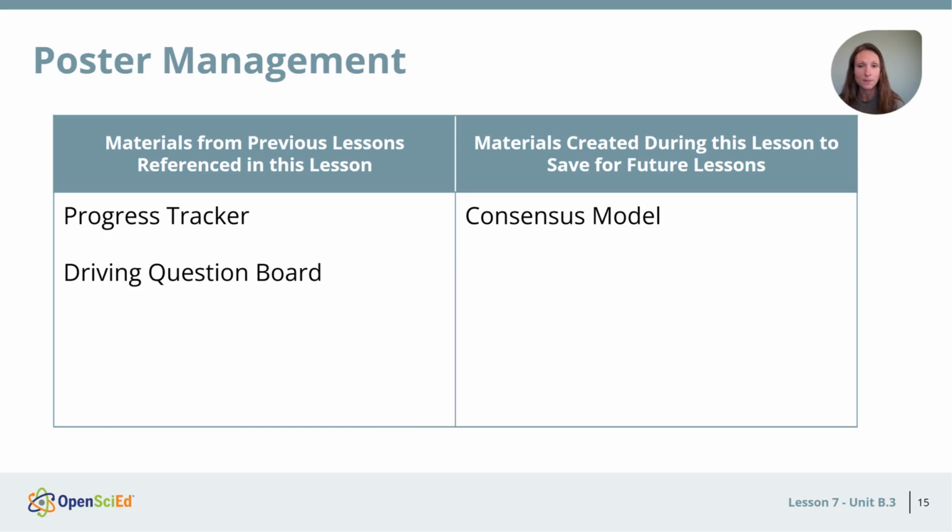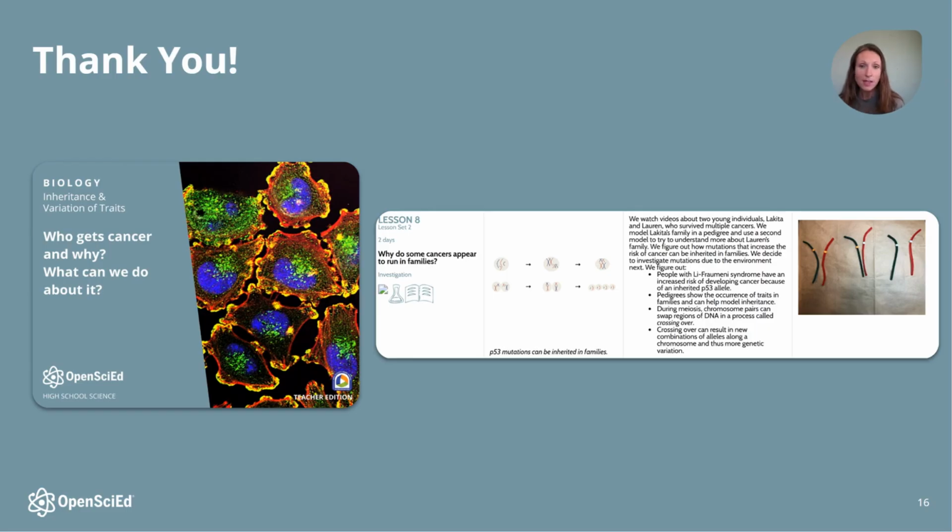In summary, Lesson 7 is all about developing a class consensus model that puts all of the pieces from the previous 6 lessons together to explain the genetic basis of cancer. This ends Lesson Set 1, where we investigate the question, what is cancer? In Lesson Set 2, we will investigate the question, what are the causes of cancer? The Lesson 8 video will introduce the case studies of Lakita and Lauren and show how we use their family histories to figure out how cancer can be inherited in families. So be sure to check it out.